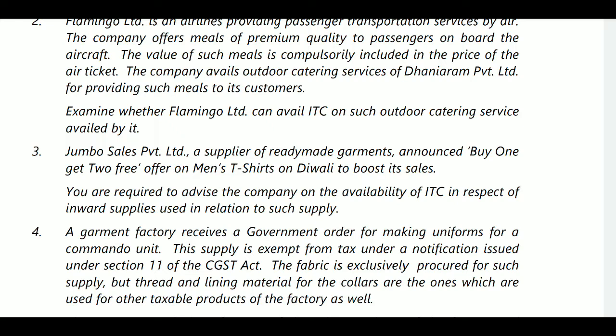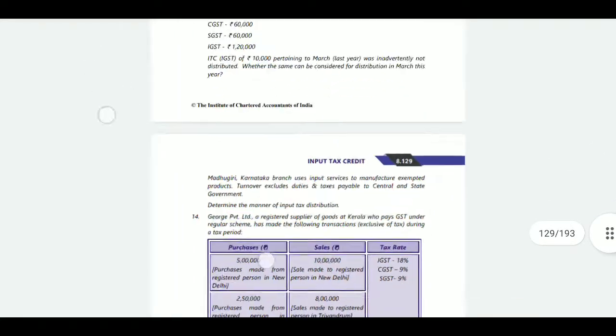What is there in question number 3? Jumbo Sales Private Limited, a supplier of ready-made garments, announced a buy one get two free offer on men's t-shirts on Diwali to boost its sales. You are required to advise the company on availability of ITC in respect of inward supplies used in relation to such supplies. When there is no consideration, it will not be treated as supply.